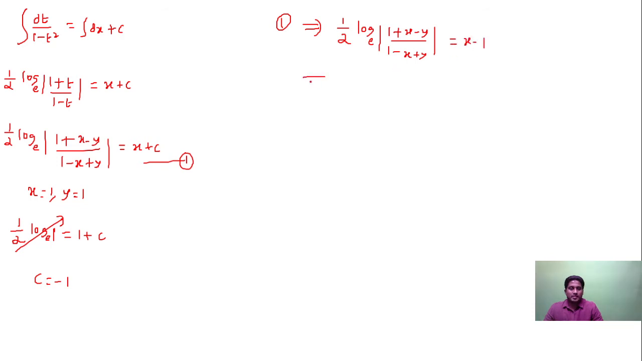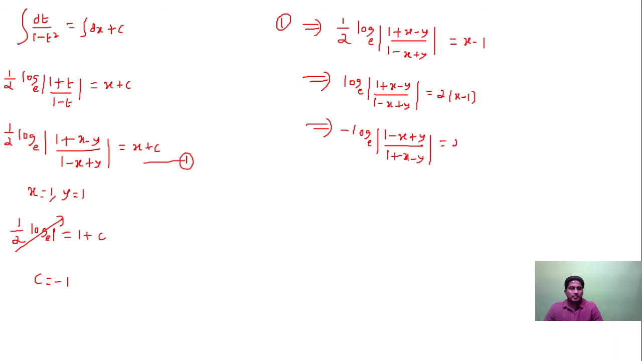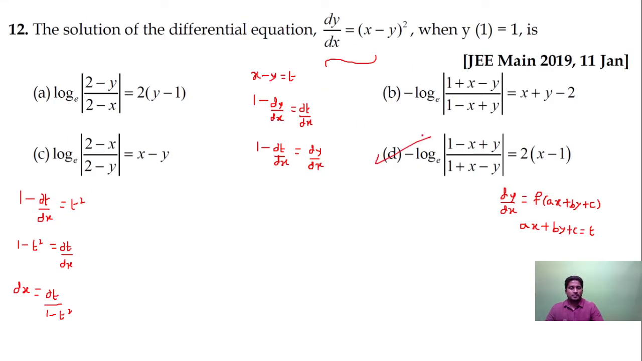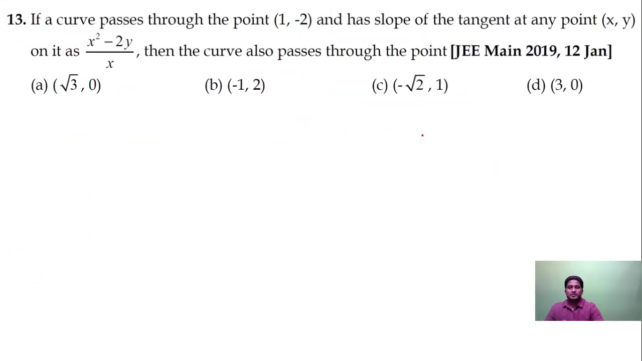You cross multiply 2: log to the base e of 1 plus x minus y upon 1 minus x plus y is equal to 2 into x minus 1. If you reverse this, you get a minus sign. This will be minus log of 1 minus x plus y upon 1 plus x minus y is equal to 2 into x minus 1. Okay, that's the answer, guys. Answer will be option D. Okay, let's move to the next question.